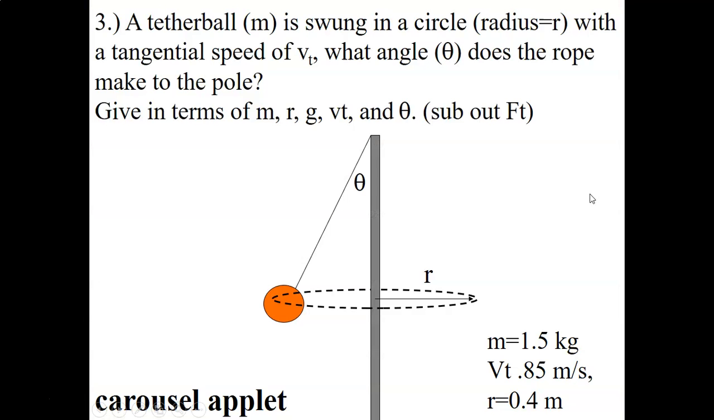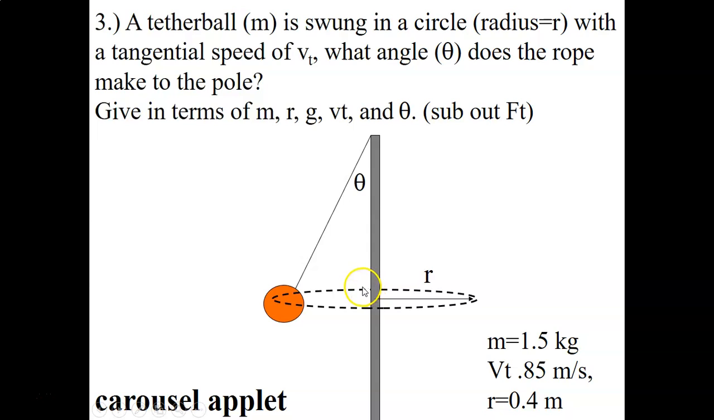Moving on. This question has a little bit more interesting to it. This is a tether ball that's being swung around in a circle, and the angle that the string makes with the pole is theta, and it's got a tangential speed of Vt. The string is tracing out a cone, but the tether ball is traveling in a circle around the path. So we do have gravity here.